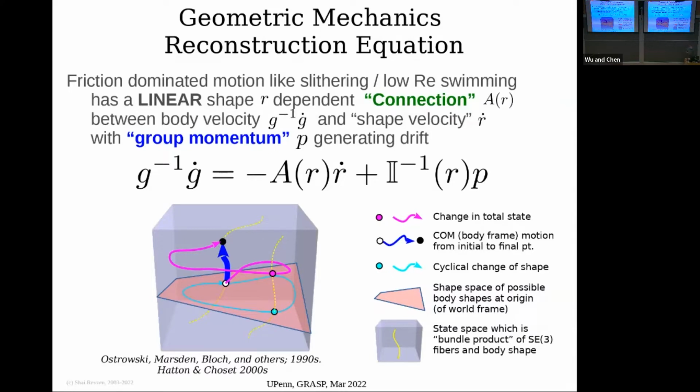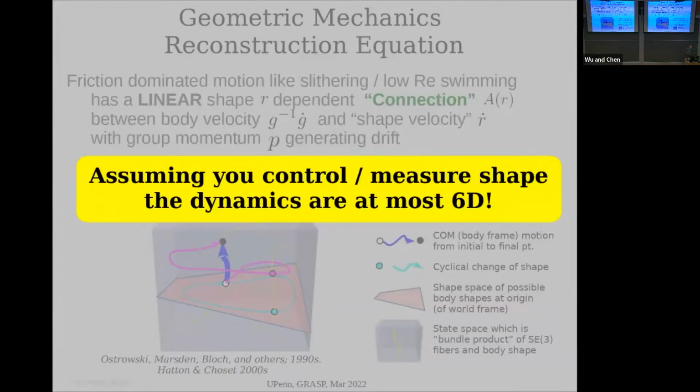This is saying something pretty profound. What it's saying is that assuming you control and measure the shape of your animal or robot, the actual dynamical part is only 6-dimensional. It's only the motion of the body through the world. If you can control the shape of your body perfectly, and you're in a symmetric world, then the way you move is pretty low dimensional. The equations are much, much simpler. And so this tells us that really there are 5 kinds of movement.